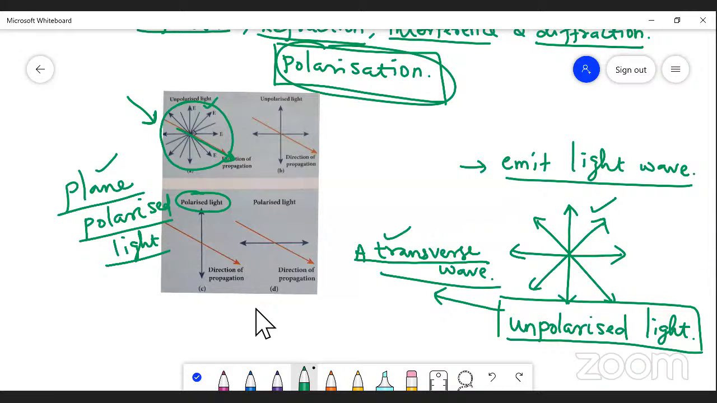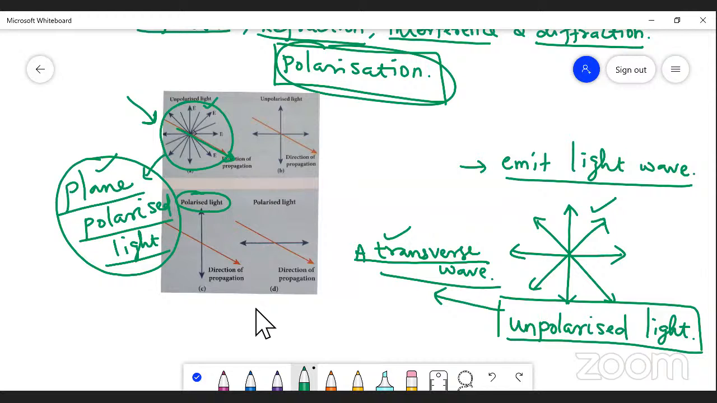Okay, right. Already I told you, common sources of light like the incandescent lamp, fluorescent lamp, and candle flame are sources of unpolarized light. Those sources emit unpolarized light. But plane polarized light can be obtained only from unpolarized light.